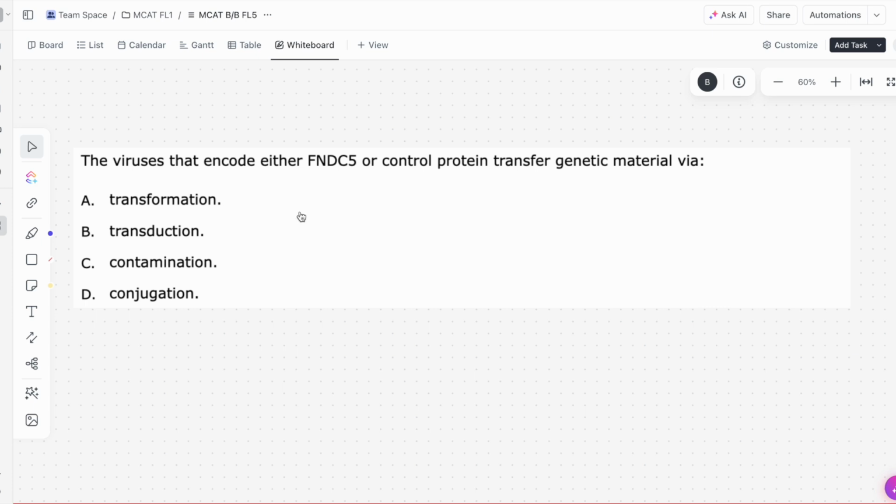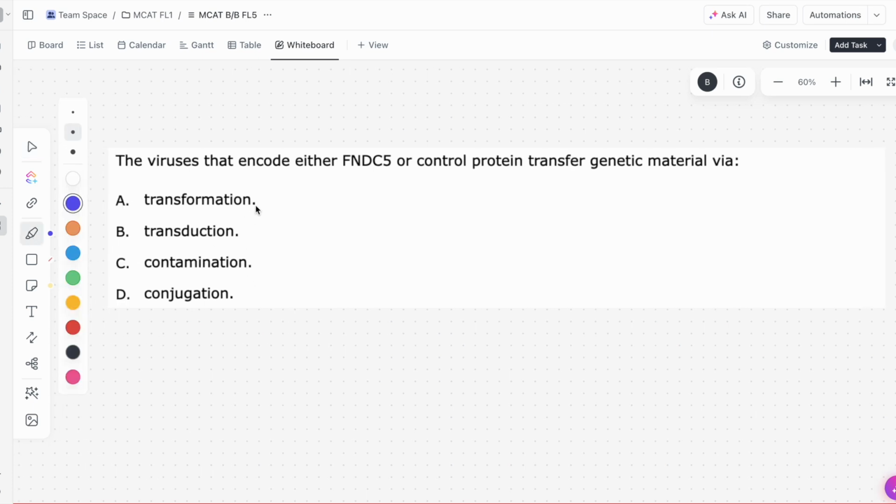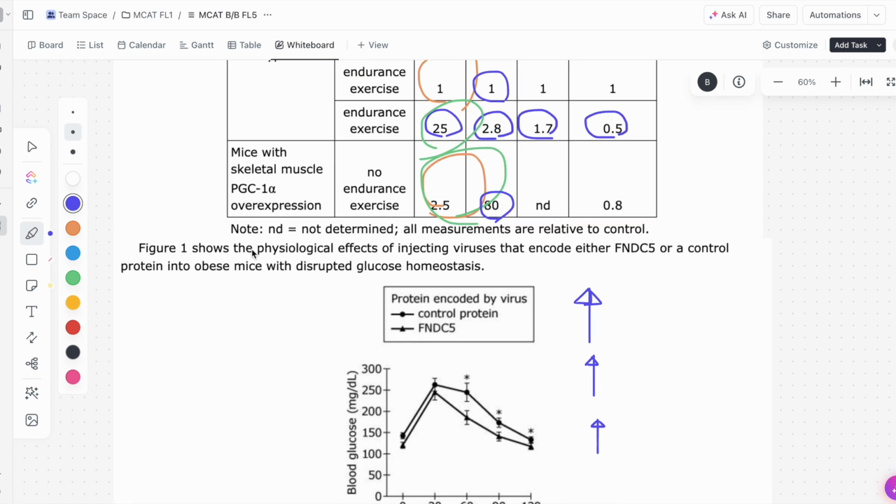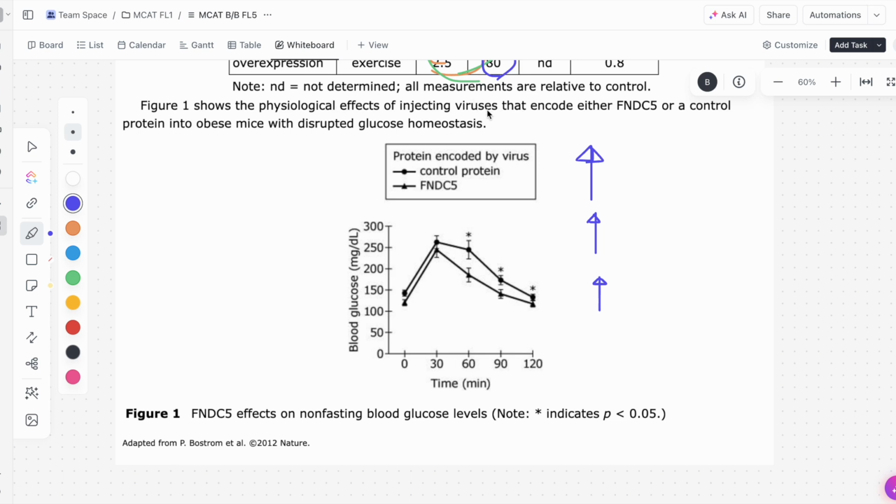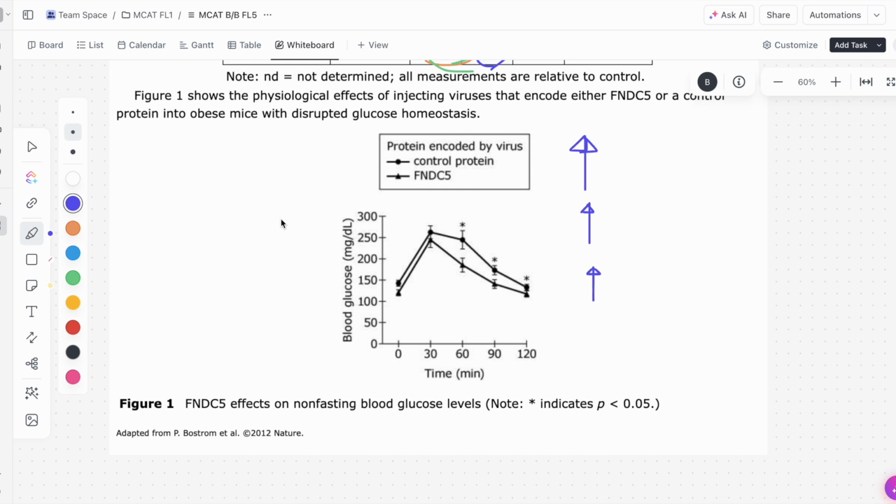This is question 40. This is the last question of the passage. It says here, the viruses that encode either FNDC5 or control protein transfer genetic material via blank. This is basically a discrete question. What we have here is, remember, it looks like here we go. They inject viruses that encode either FNDC5 or control protein into obese mice. So what they're doing is they have these viruses that contain certain nucleic acid material, this DNA, that will essentially carry this FNDC5 or control protein expression and then inject that into these mice. And we're hoping that these viruses will then deliver these constructs into these cells of the mice.